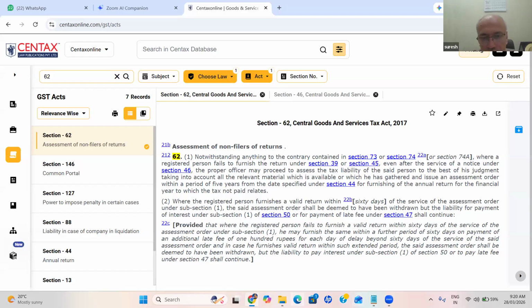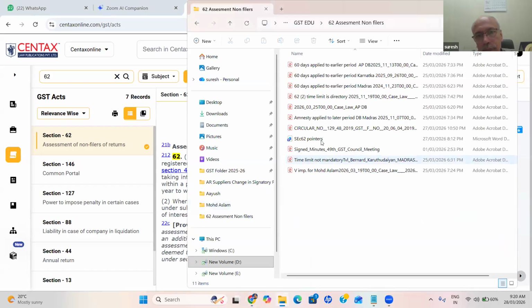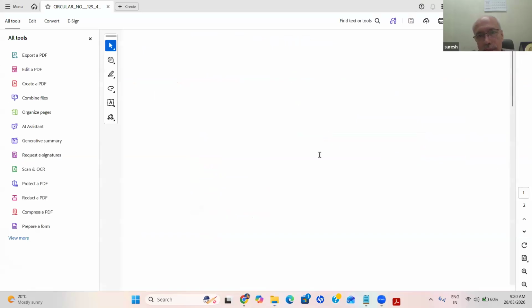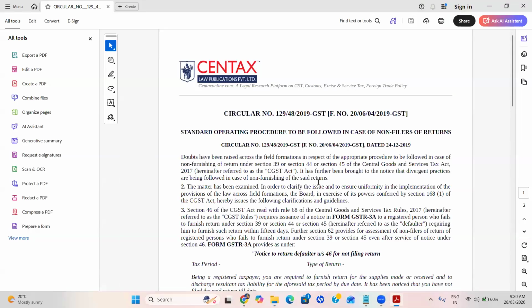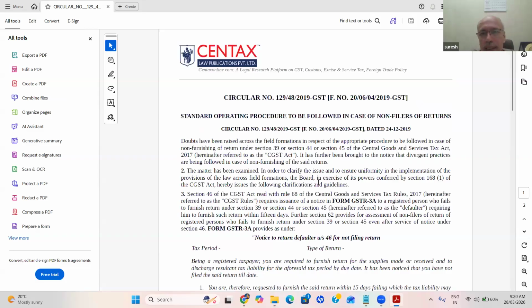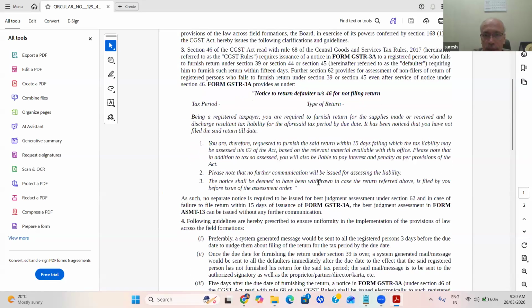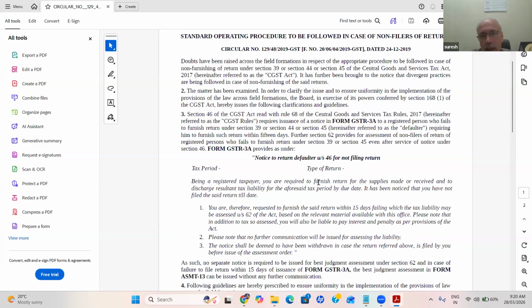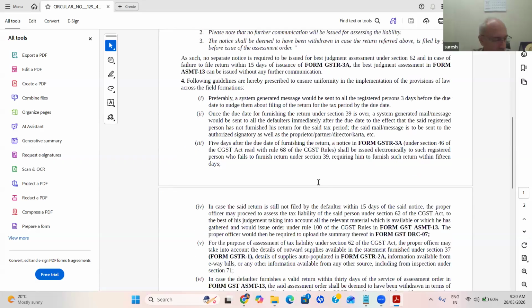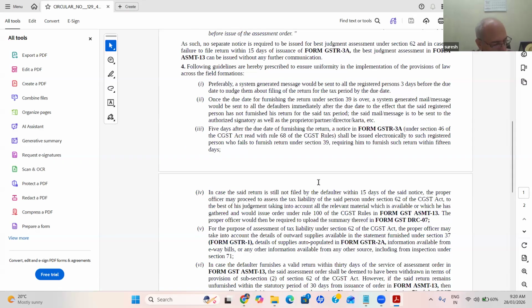So, I was coming to circular number 129/48/2019. This circular is visible, sir. This circular is 129. This gives the standard operating procedure for notice to the defaulter under section 46 and then 62. So here, the important thing is that there is a timeline of 3 days before the due date. They say that a system generated message to nudge you to file the return will be given 3 days before the due date.